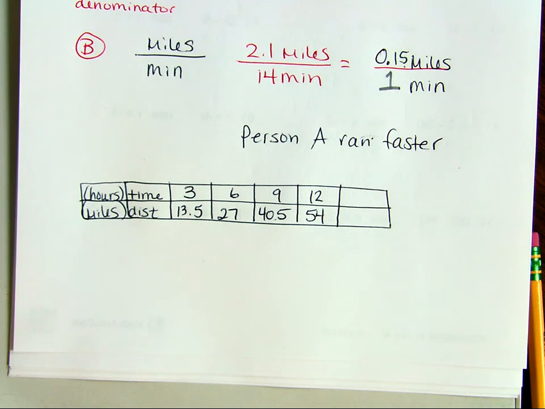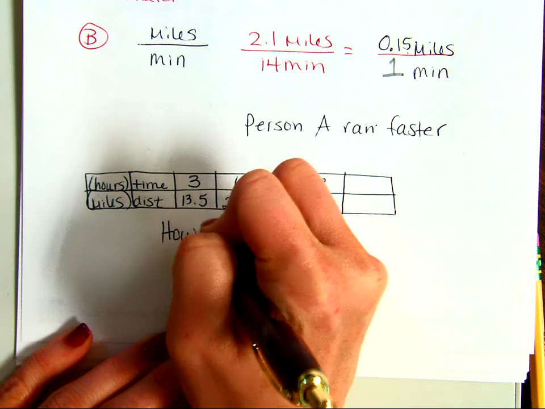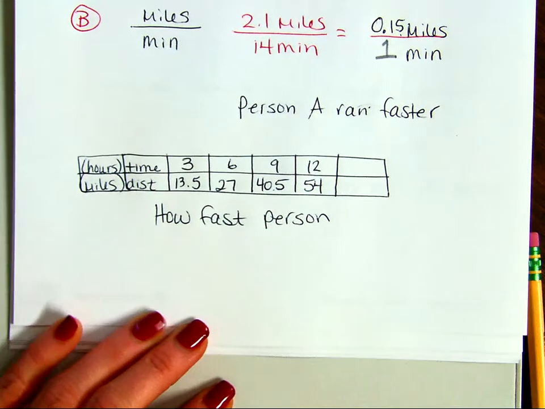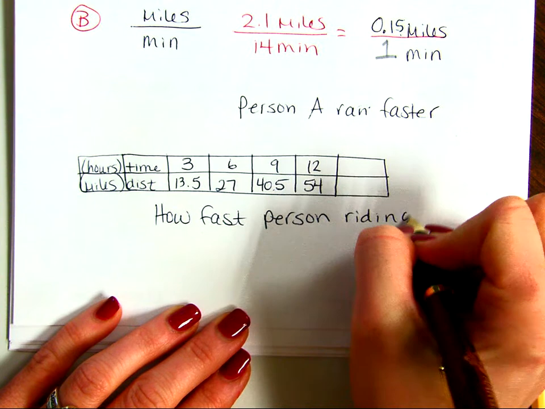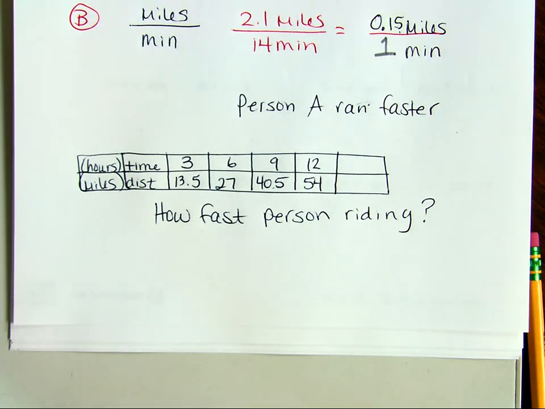So, my question to you when I give you a table is going to be, how fast is this person on a bike going? How fast is this person? We can say it's a bike, whatever. I'm sure it'll work out. Riding. Okay? Here's the thing. The name of the unit is called finding the unit rate. It means how much for one.